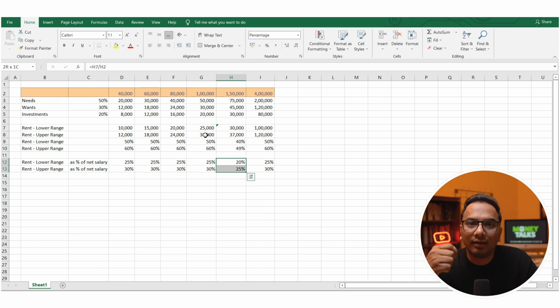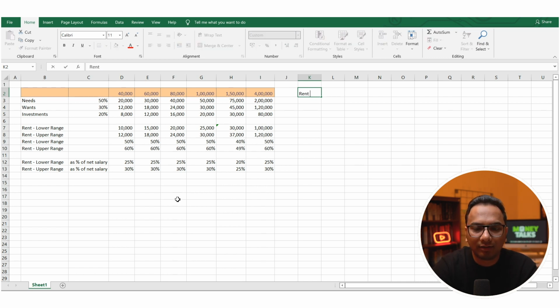Fixed expense kam karne se fayda kya hota hai? Let me break this down for you. This is interesting, but you need to pay attention here. Let me write this down for you. What is inside my needs bucket? We have rent plus other needs will total up to my needs bucket.